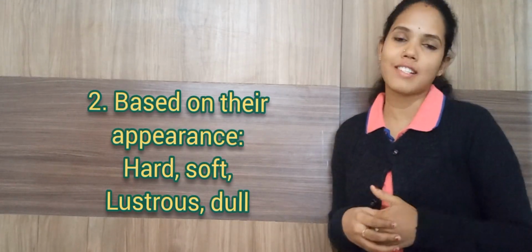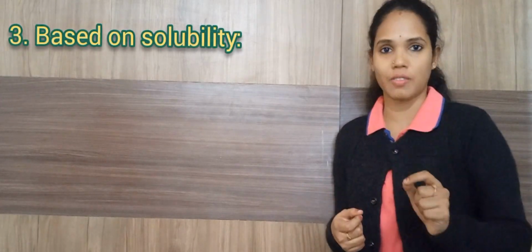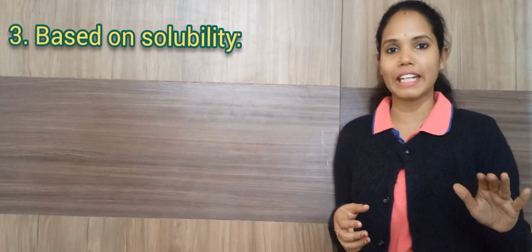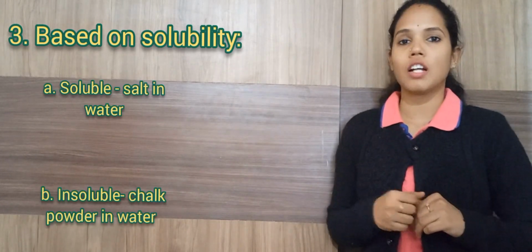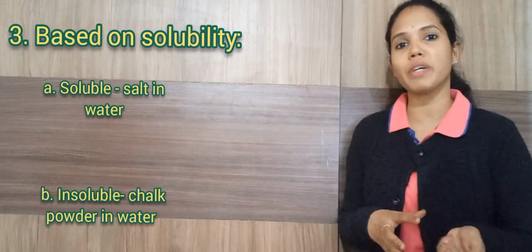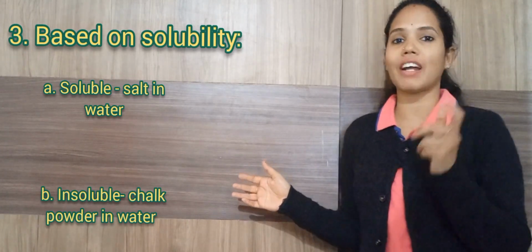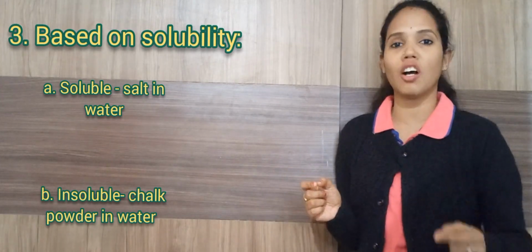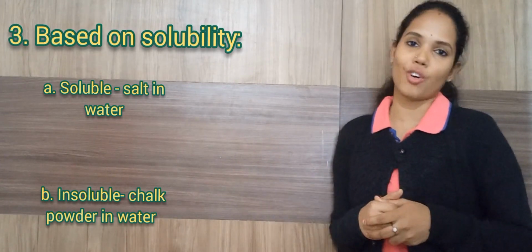Now, let's talk about the next classification, that is based on solubility. Based on solubility in water, if you mix a substance in water and it dissolves or disappears completely, then it is called soluble. Sugar or salt are soluble in water. Whereas if you mix some chalk powder in the water, you will find the residue. You can't dissolve it completely even after stirring for a long time. So such things are called insoluble substances.